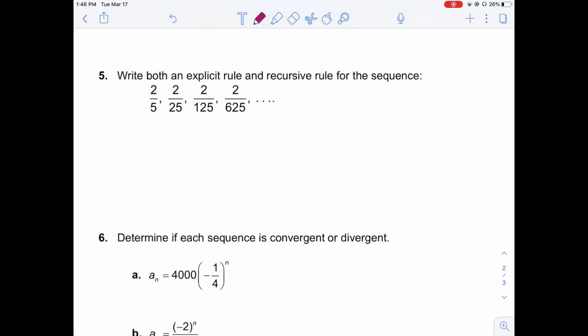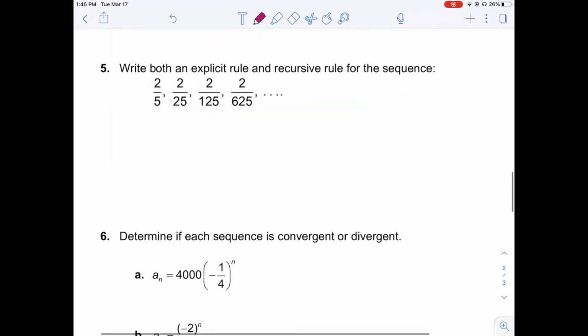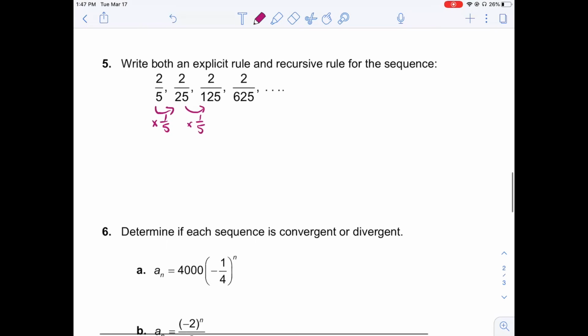Hopefully you figured that out. Here's what I see. To get from 2/5 to 2/25, I was multiplying this by 1/5. So each time we're multiplying by 1/5. This would be a good way to get our recursive rule.